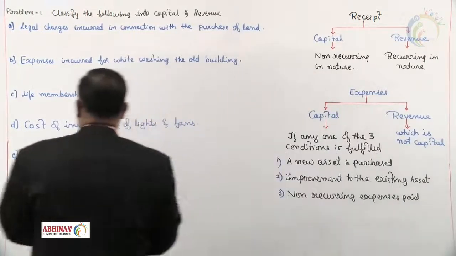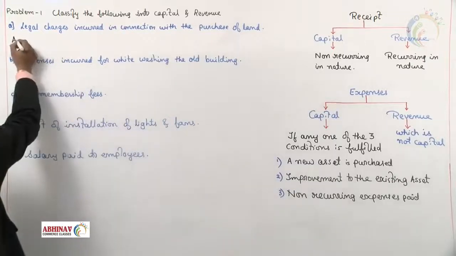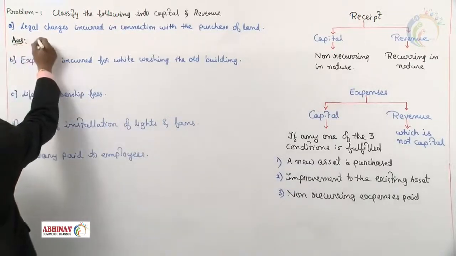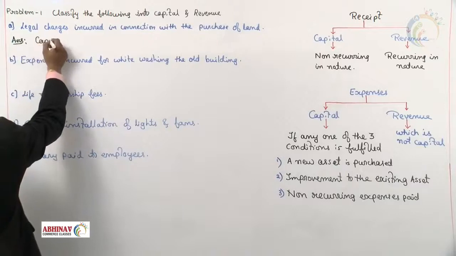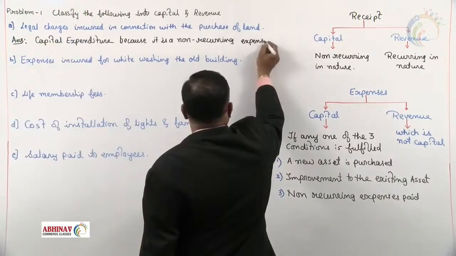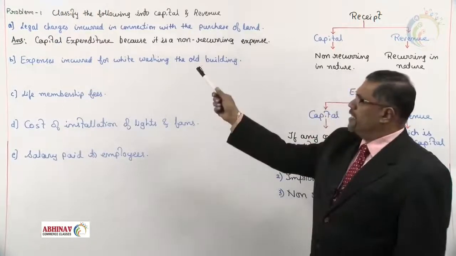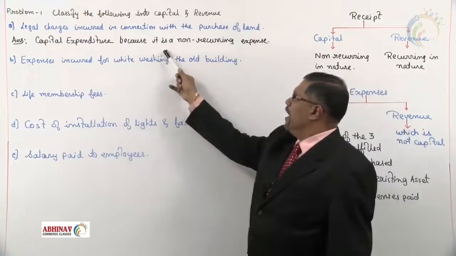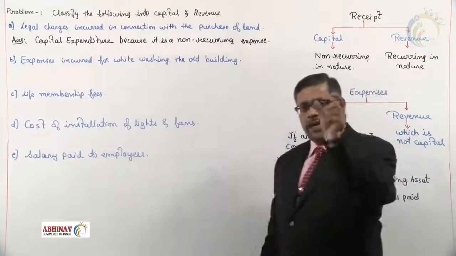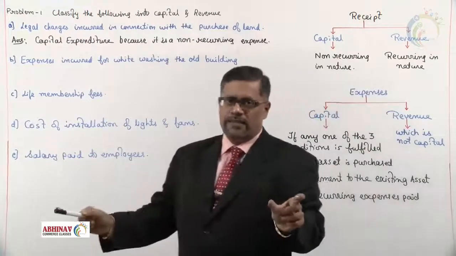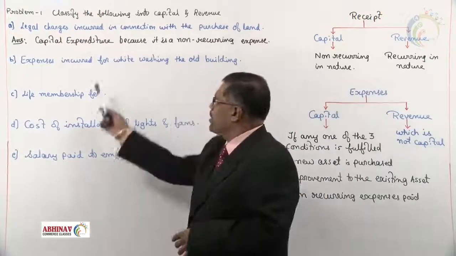Let us see how to write it down. Here comes the answer. So this is how we write down the answer for the transaction. It's a capital expenditure because it is a non-recurring expense. Write what it is and the reason. Let's see the next transaction.